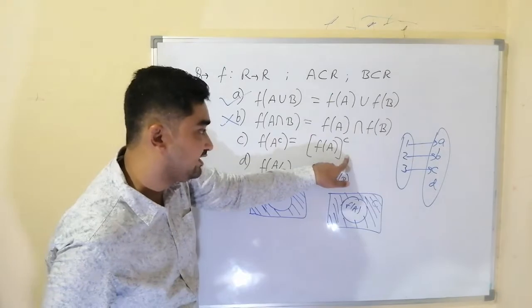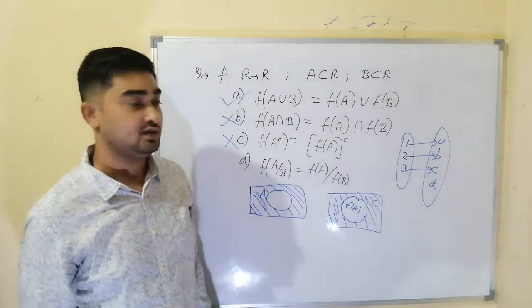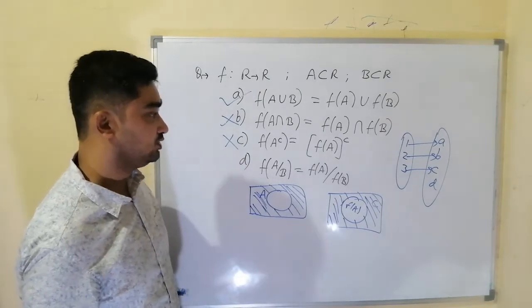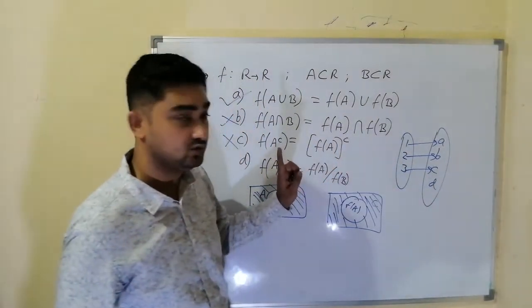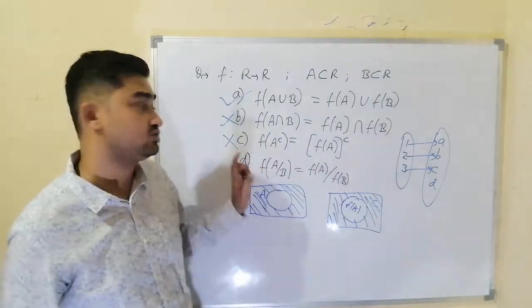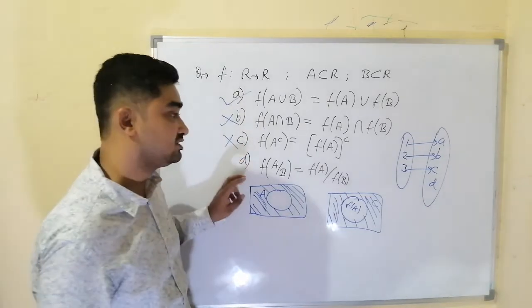So the right hand side is greater than the left hand side, so this is also not true. It is also not true, because if this is the case, then this is not true, and we don't know whether this is the case or not, so it is not always true, so it cannot be the answer.